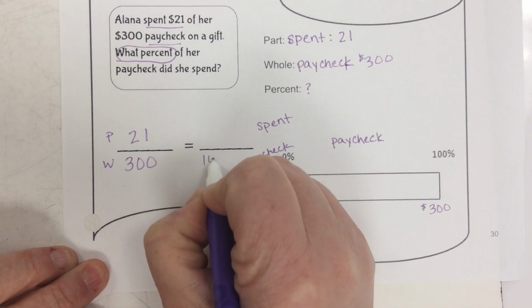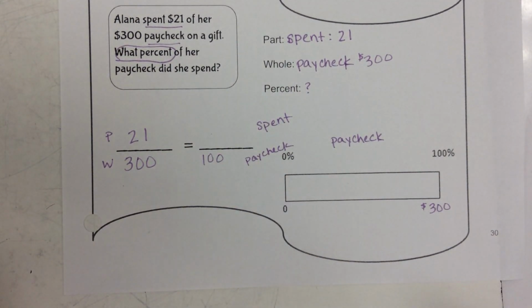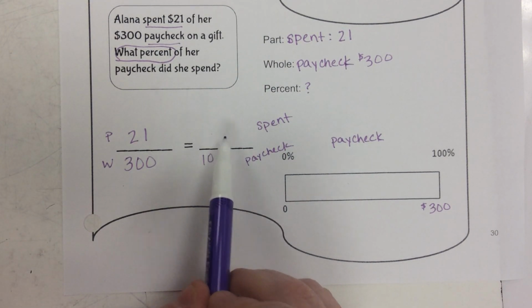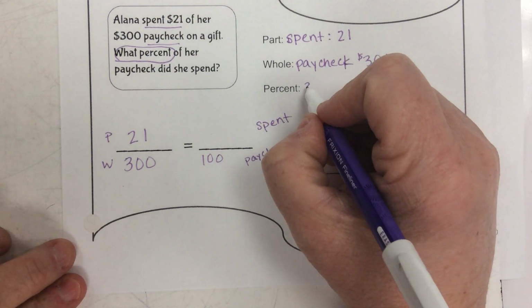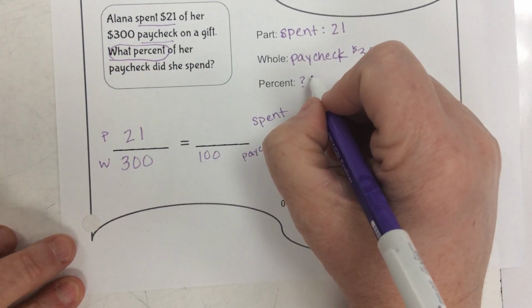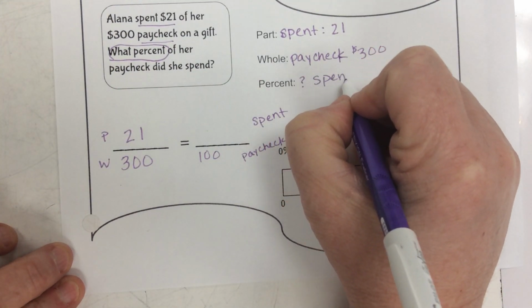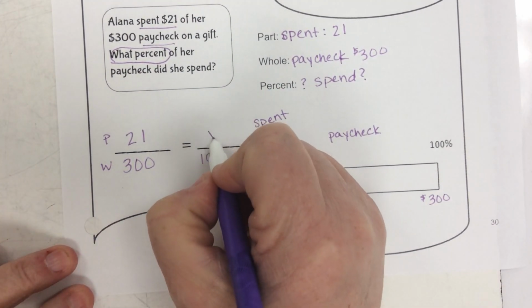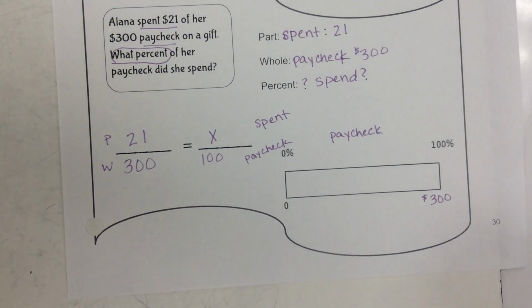Now, my 100% always goes right here. We want to know what percent she spent. So what percent did she spend? We can put a question mark or an X, whichever one you want it to be. That is your percent proportion.